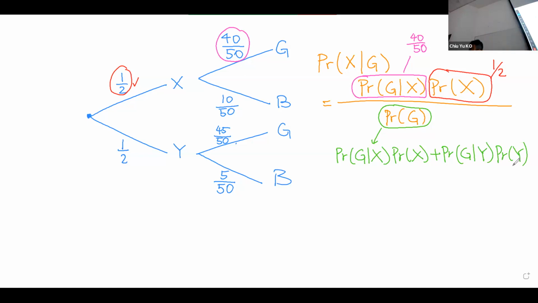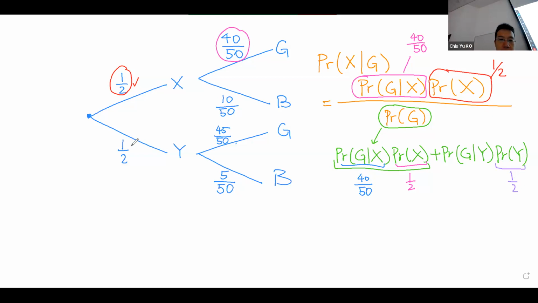Because you have a girl, either you have a girl from group X or a girl from group Y. The first one gives you the girl from group X, and the number here is just 1/2. And the number of this is just 40/50. You may ask why, but look at the numerator, same as the numerator. And the next one is 1/2.